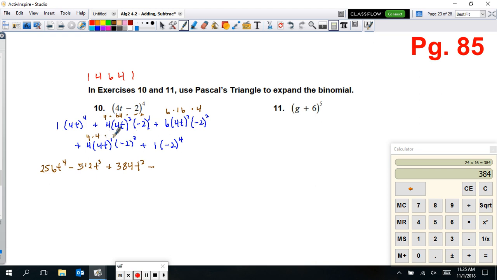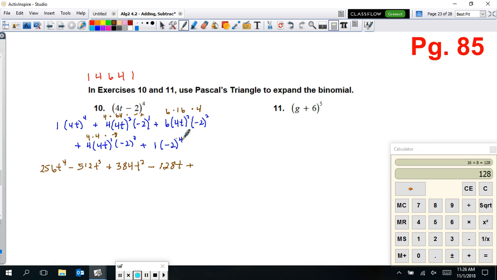And this is going to be negative 8, so times negative 8. So 4 times 4 is 16, so we can just say over here 16 times negative 8, or just times 8. 16 times 8, that's going to give us 128. So negative 128, and this will be just t to the first, or just t. And the last one will be a positive here. We have 4 negatives, so it's going to be a positive. It's going to alternate signs.